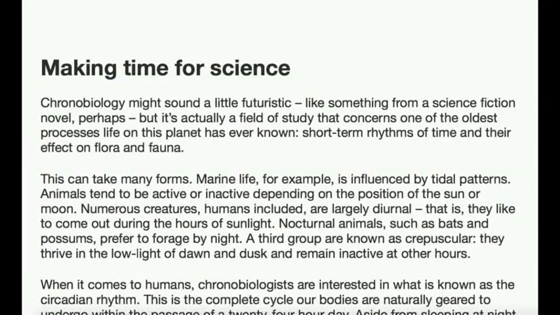Now in this IELTS true, false, not given exercise, the text is about chronobiology. You can see that from the first paragraph, because it talks about it first here. And chronobiology is basically the daily rhythms of time and how they affect flora and fauna. Flora is plants and fauna refers to animals.